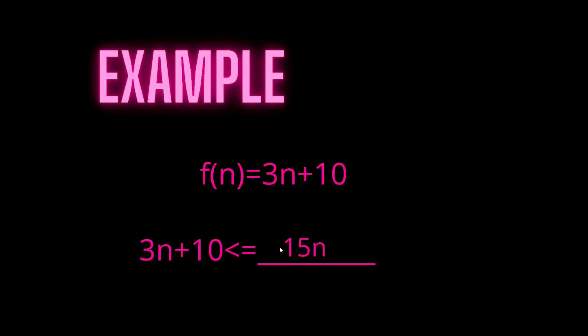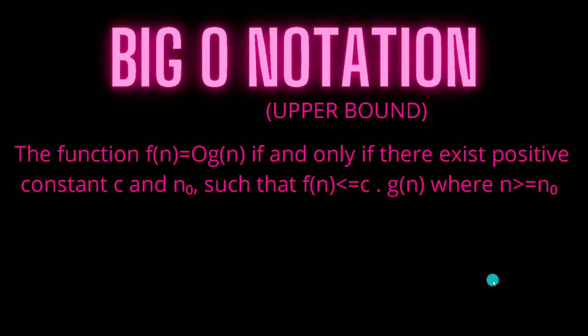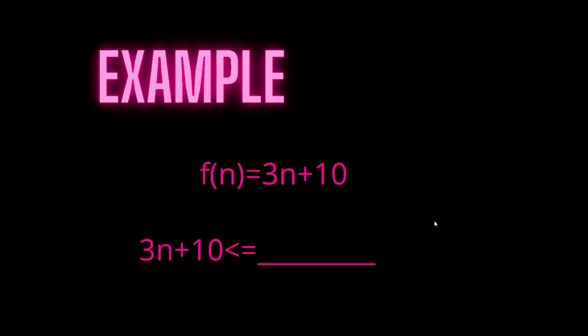You might get another doubt. What if I put a negative value then? That's why here you could see in the definition where n is greater than or equal to n naught, the condition is given. The value of n should be positive. That is what is mentioned in the definition at last.